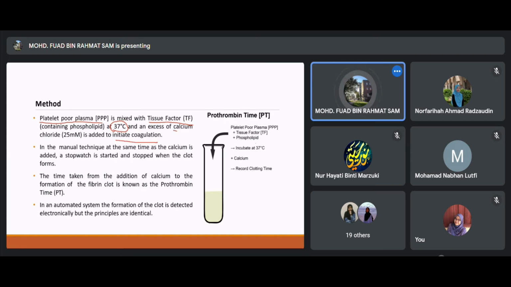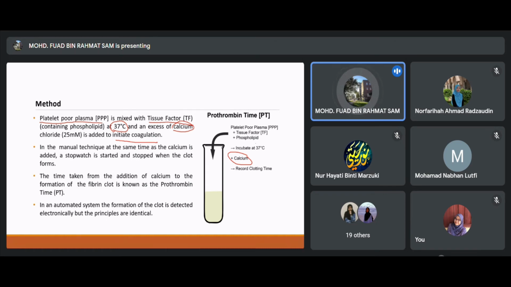Dekat sini kena ingat ada penggunaan kalsium di sini, ada penambahan kalsium di sini. Because apa? Kalau you guys remember, dalam coagulation cascade ada the involvement of the calcium in order to proceed for the coagulation. Okay.